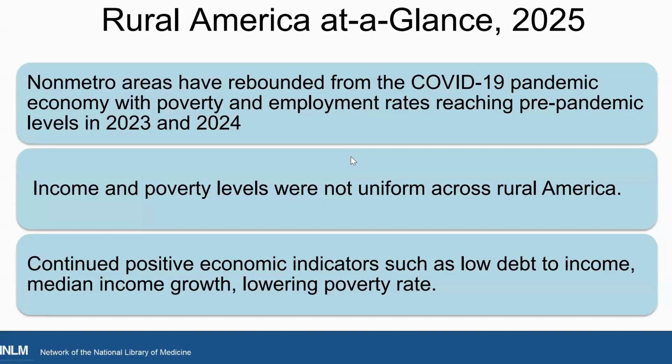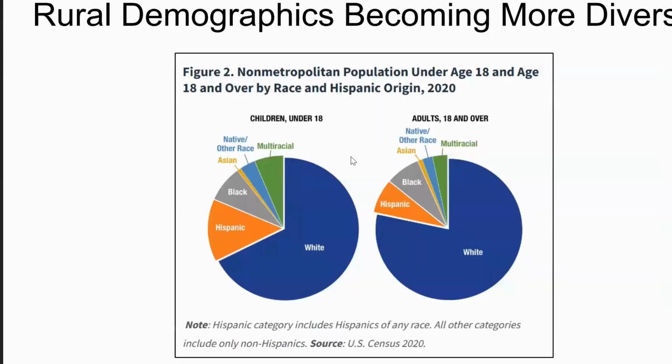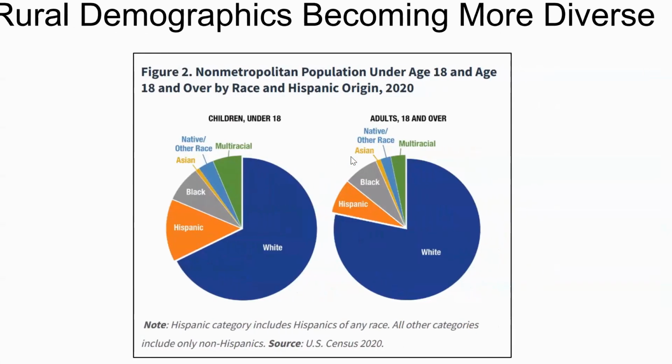These are the high-level key takeaways from this report, but if this is something that is useful to you, the report breaks it down and has additional analysis as well as additional numbers, charts, graphics, things like that. Then one of the other things that was seen in the 2020 census is that rural demographics are becoming more diverse.